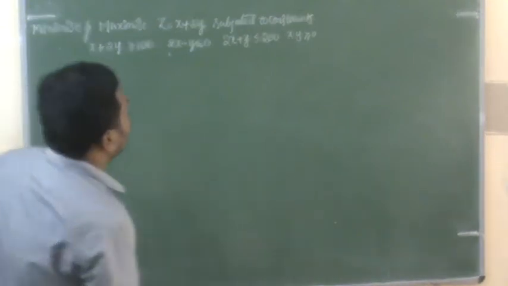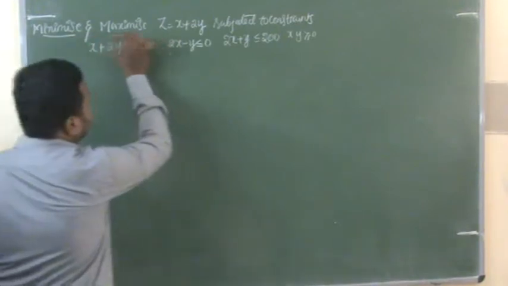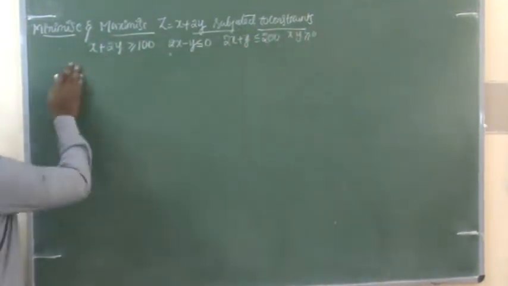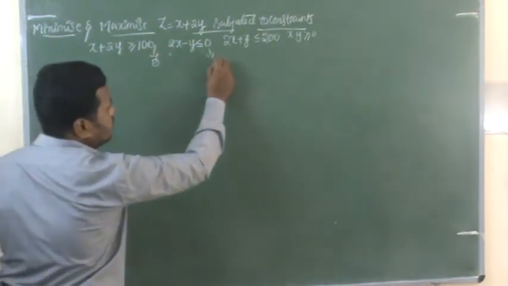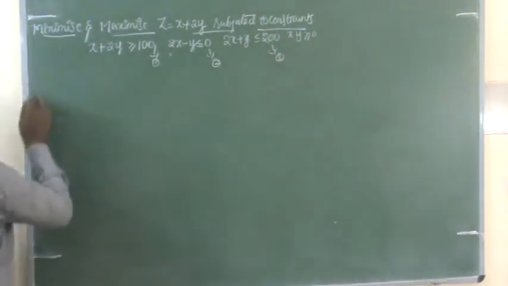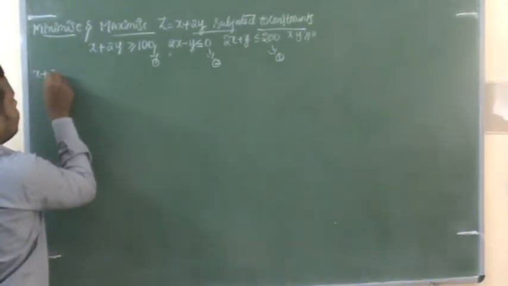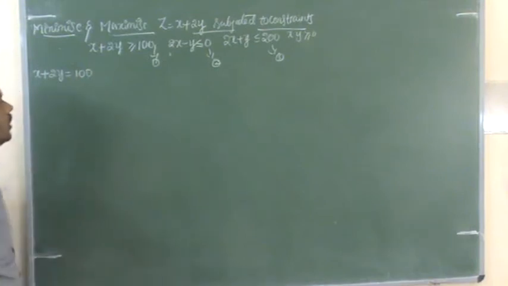Now, to solve this problem, this is the first equation, this is the second equation, and this is the third equation. To solve, first take the first equation, x plus 2y is equal to 100.